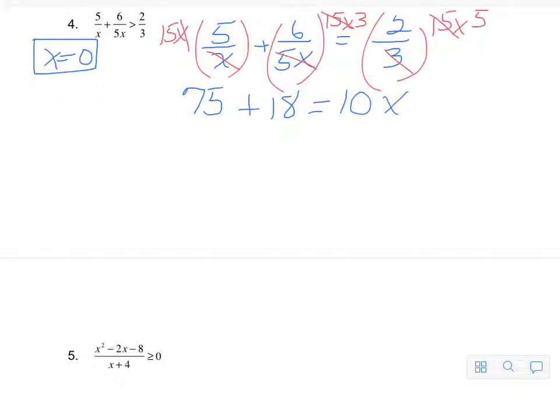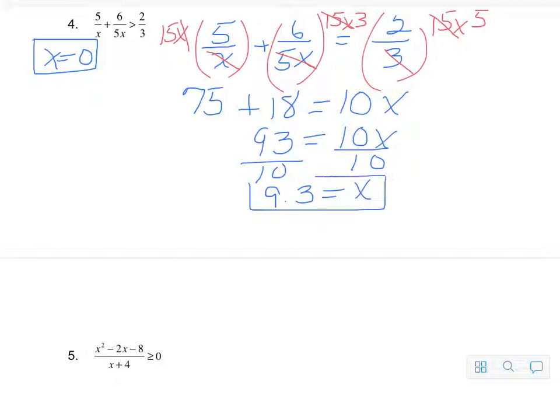All right, 75 and 18 is 93. 93 equals 10x. This is an easy solve. Divide by 10. 9.3 equals x. Okay, there's my, whoops, equals x, not 0. There's my second answer. So I only have 2 guys to put on a number line this time.